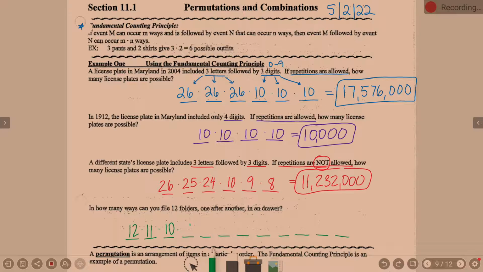Then 9, 8, 7, 6, 5, 4, 3, 2, 1. All the way down to, does it make sense that if you're arranging 12 folders, you're down to 1 for the last slot? That's a lot of calculator punching, isn't it? But what are we getting?